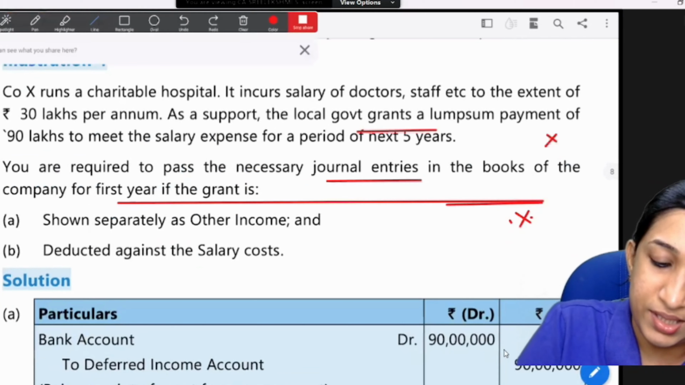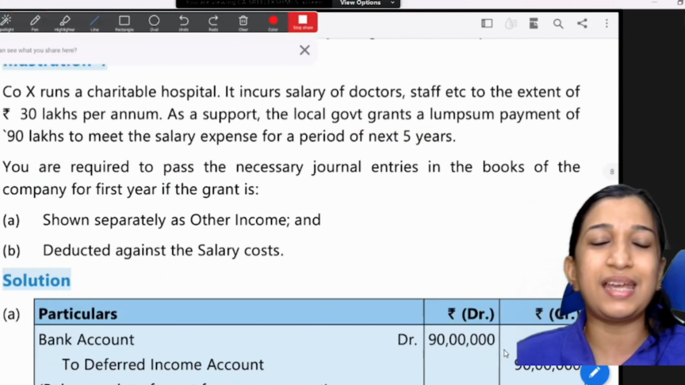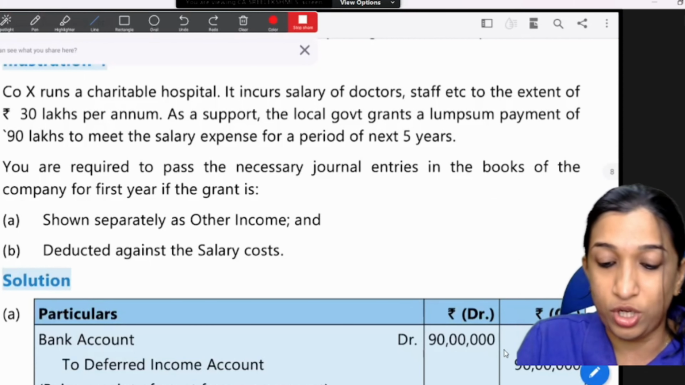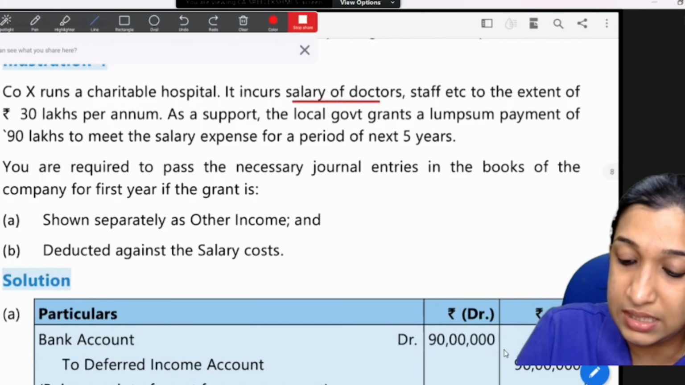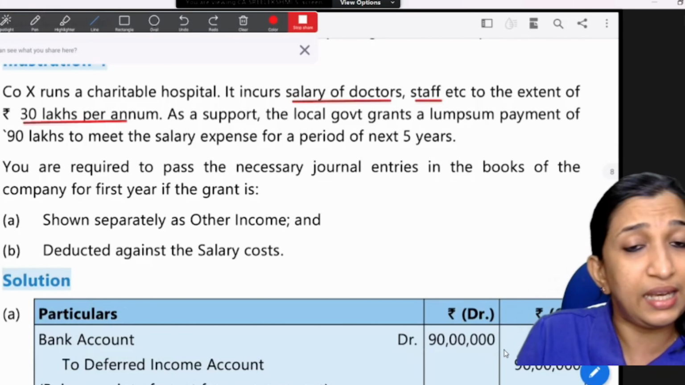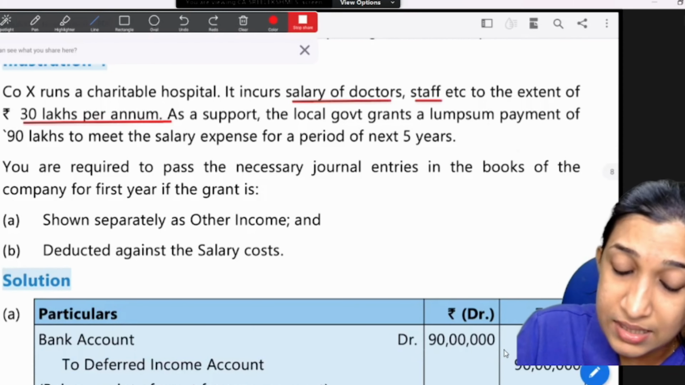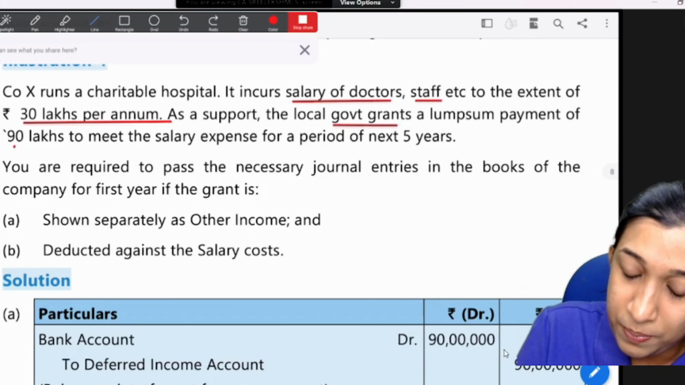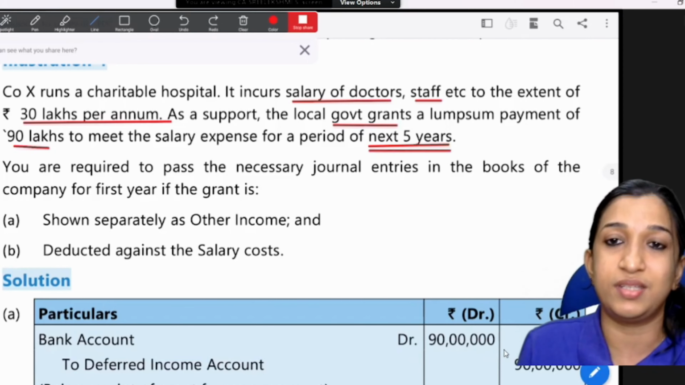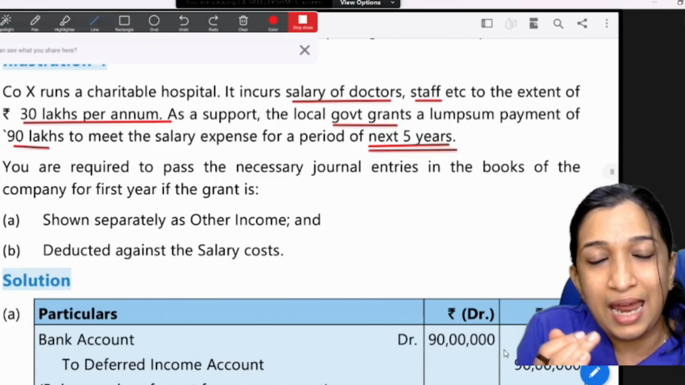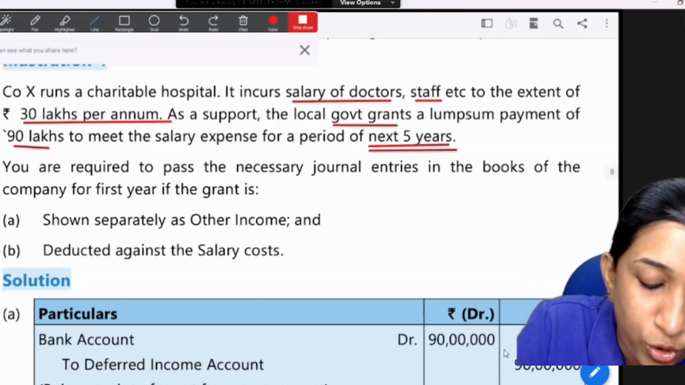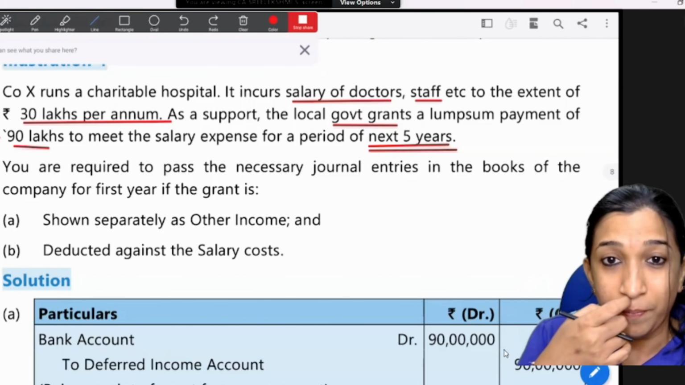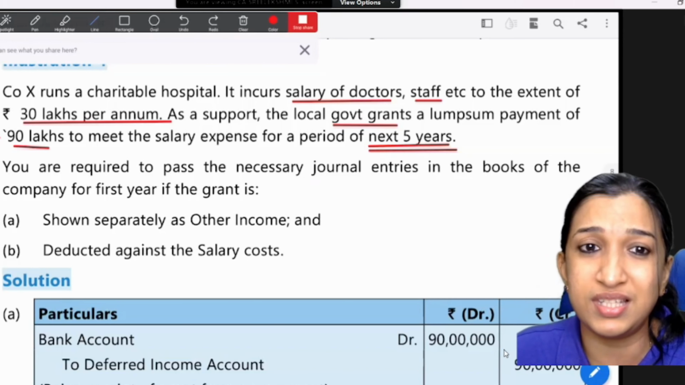Company X. So this is a good question. Company X runs a charitable hospital. It incurs salary of doctors, staff, etc. to the extent of 30 lakhs per annum. As a support, the local government grants a lump sum payment of 90 lakhs to meet the salary expense for a period of 5 years. So I got the grant for a period of 5 years. Then what should I do? If the grant is related to operational revenue or expense, it should be spread over a period of 5 years. Yes or no?